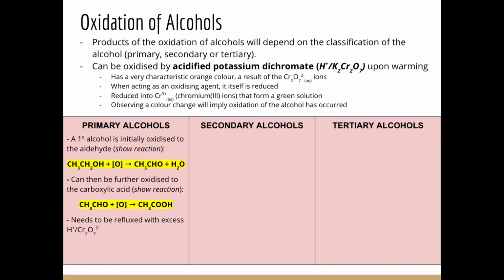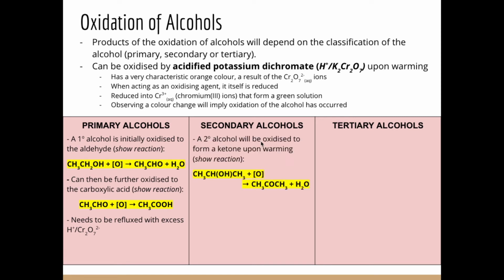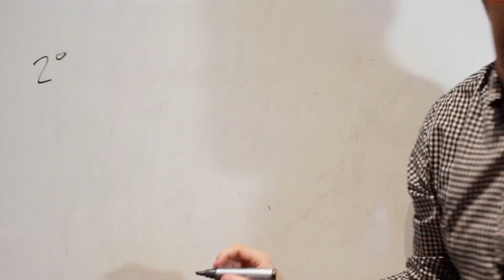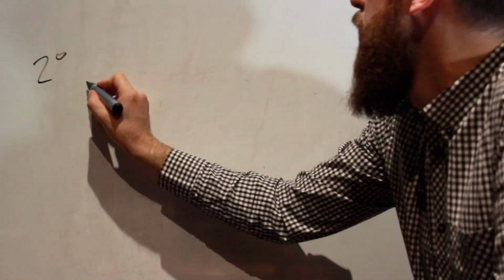What about if we have the secondary alcohol? A secondary alcohol will be oxidized to form a ketone. Let me show you this reaction. I'll show you on here while I clear the board. So we start with the secondary alcohol, which has two alkyl groups attached to it, and we form a ketone, which has the C double bond O within the carbon chain. So in this case, we have the secondary alcohol. I've got propanol.